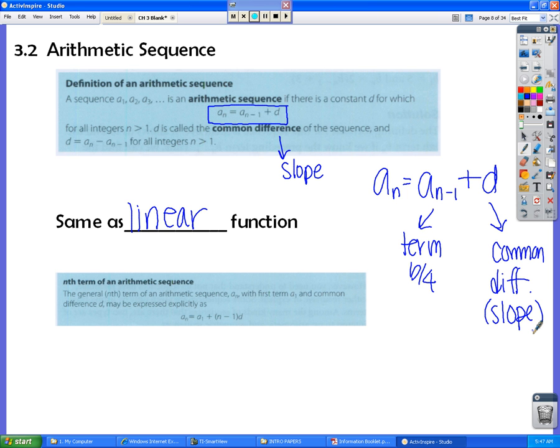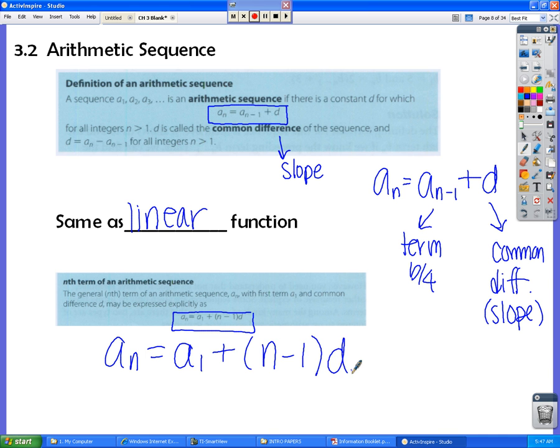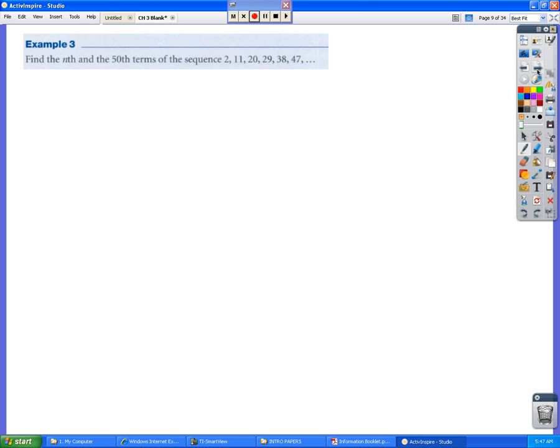If you want to find the nth term of an arithmetic sequence, right here is your formula. I'll write it a little bit bigger. A sub n is equal to the first term plus however many terms I want, take away 1, times the common difference. So if you want to find the nth and the 50th terms of the sequence, you need some information. You need a sub 1, you need the common difference, which from here to here, I'm adding 8. So the common difference is 8.